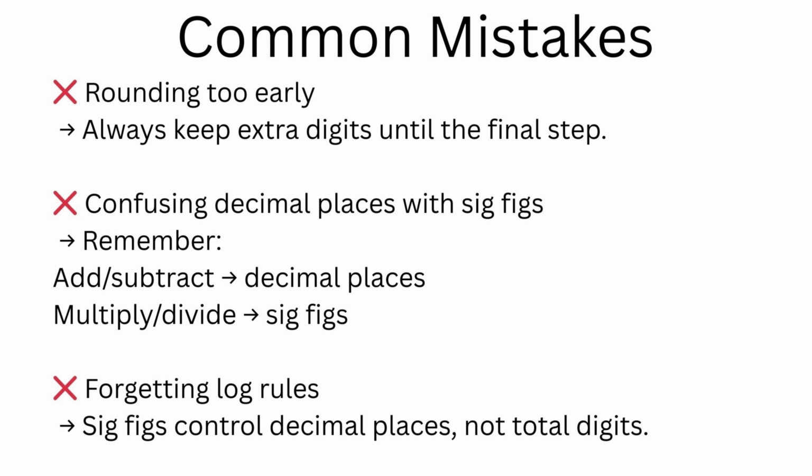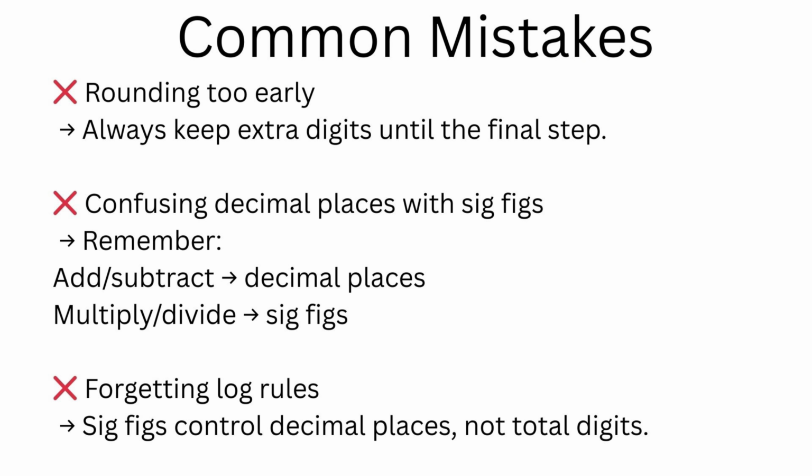Okay, so some common mistakes. Let's clear them up. Number 1, do not round too early. Always keep extra digits until the final steps. Number 2, confusing decimal places with sigfigs. Remember, addition, subtraction, decimal places. Multiplication, division, sigfigs. And number 3, forgetting log rules. Significant figures control decimal places, not total digits.